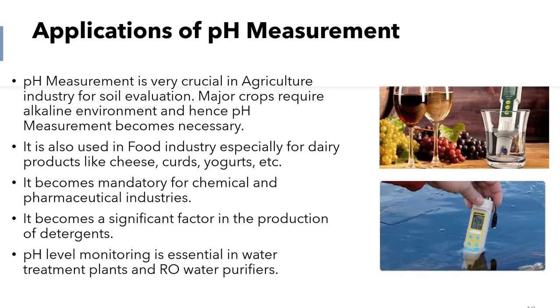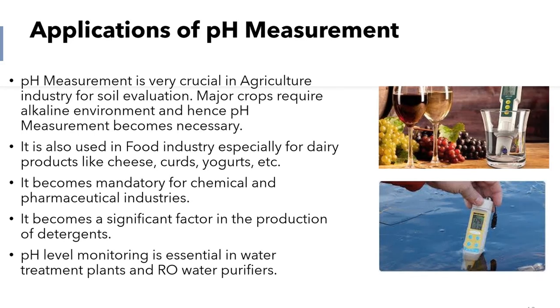Applications of pH measurement. pH measurement is very crucial in agriculture industry for soil evaluation. Major crops require alkaline environment and hence pH measurement becomes necessary. It's also used in food industry, especially for dairy products like cheese, curds, yogurts, etc. It becomes mandatory for chemical and pharmaceutical industries. It becomes a significant factor in the production of detergents. pH level monitoring is essential in water treatment plants and RO water purifiers.